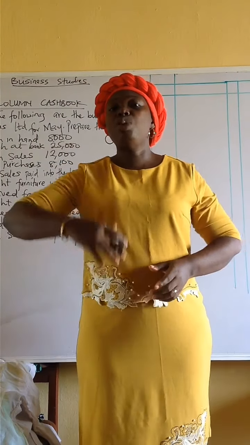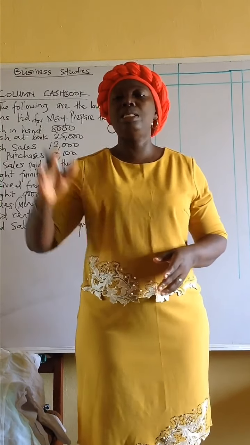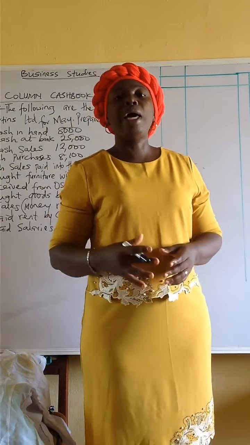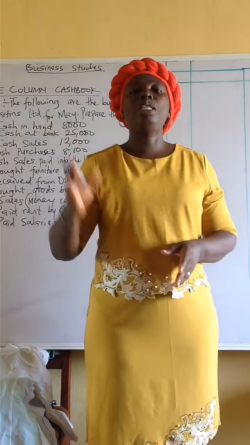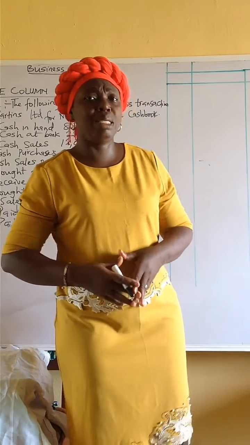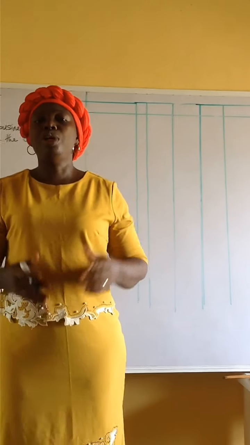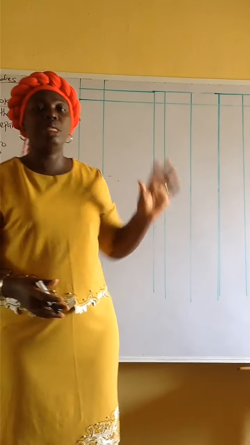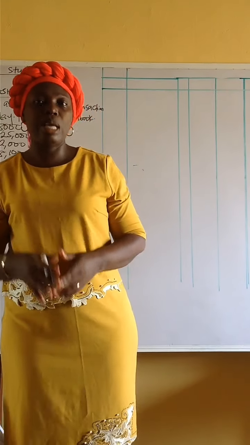If the business decides to pay their suppliers using check or pay into their bank account, then that is going to the bank column. While if they pay their suppliers through cash, it goes into the cash column of the credit side. The same rules apply. The same as for single column applies to the double column. If the business is receiving, it goes to the debit side. If the business is paying out, it goes to the credit side.